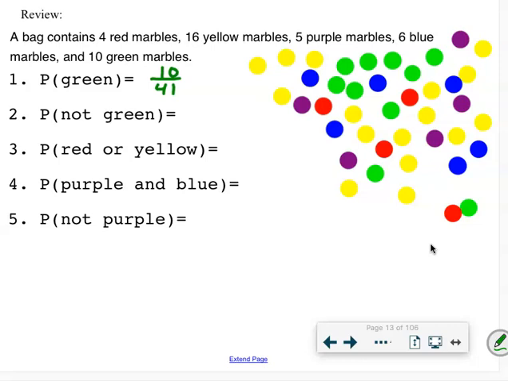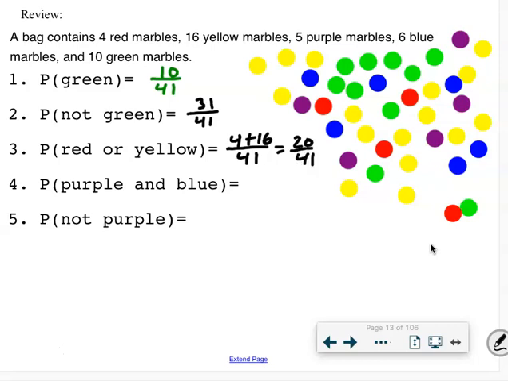The probability that you get something that's not green, anything but green, that would be the rest of the marbles. So if there's 10 green marbles, there's 31 marbles that are not green. So you can just do 41 minus 10, or you could do 4 plus 16 plus 5 plus 6 and get 31 that way. Red or yellow, we're going to add the red plus the yellow, which is 4 and 16, or 20 out of 41.